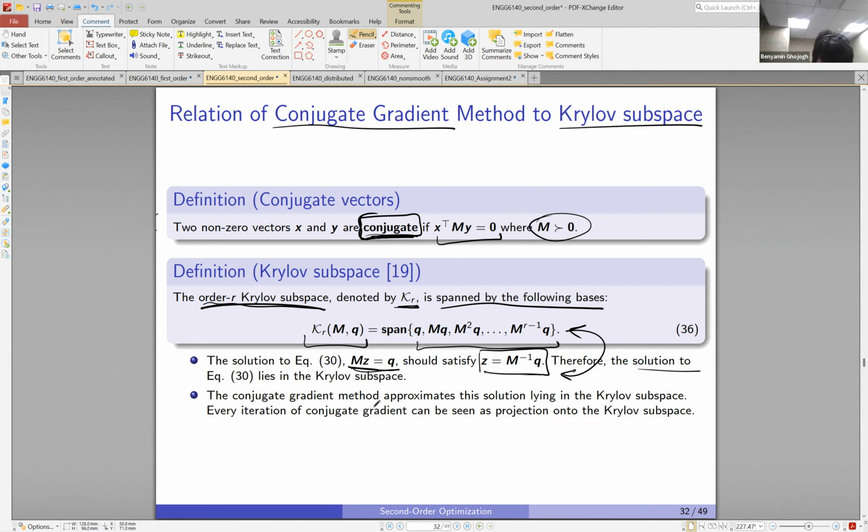Okay, and the conjugate gradient method approximates this solution. It is approximating this solution lying in the Krylov subspace. And every iteration of conjugate gradient can be seen as a projection onto this Krylov subspace. We already talked about projection. Again, if you didn't understand this slide, that's fine. It's just optional.